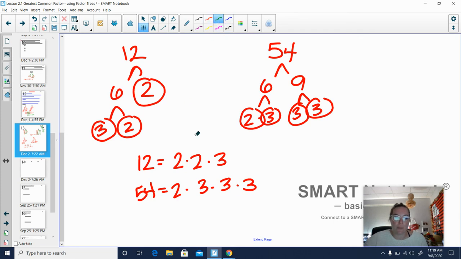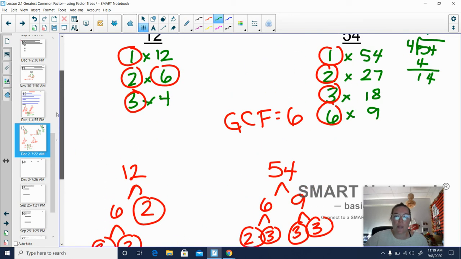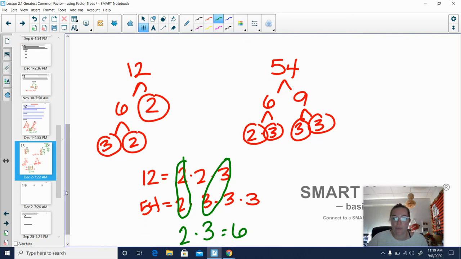And then we find our pairs. So 2 matches up here, and they each have a 3. So the 2 is being circled here times the 3 is being circled here, and we get 6. So both ways we got a GCF of 6. It's just whichever makes more sense to you.